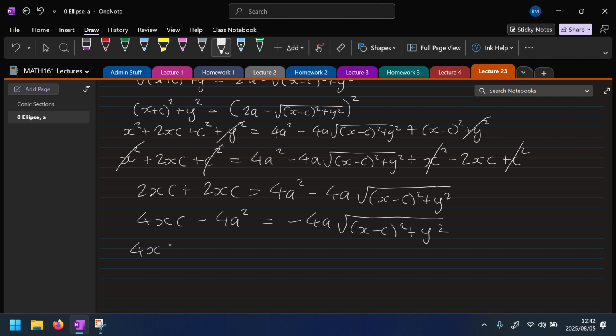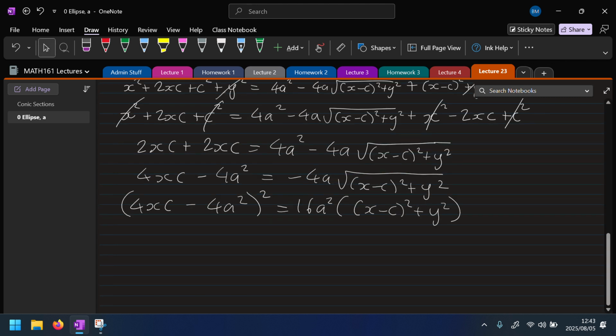So we're going to have 4 times x times c minus 4a squared. Squared again, because we want to get rid of that root. Okay, and then on the other side, squaring that, the minus, don't worry about that, that goes away. It will be 16a squared, and then whatever's inside the root. Again, all of this is just algebra. There's nothing to worry about. Let's expand that left-hand side, and then we'll take a look at the right-hand side, and more stuff will cancel.